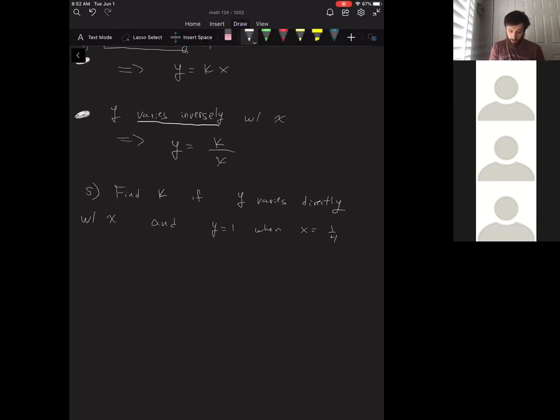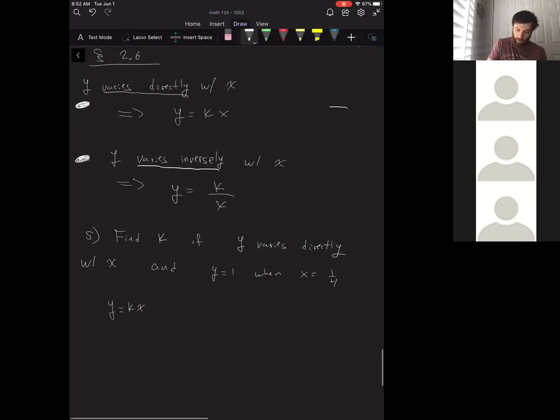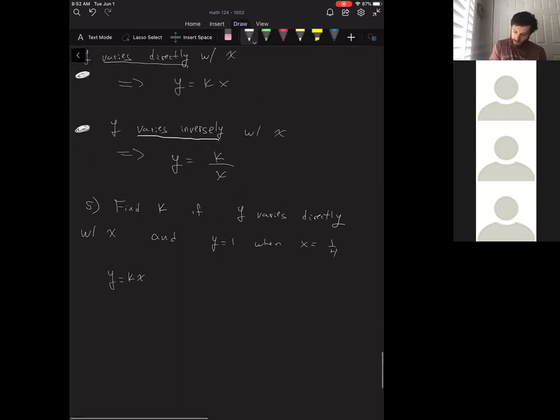Well, first the first bit of information says y varies directly with x. So we know for sure y is going to equal k times x because it varies directly. And then it's telling us y is 1 when x is 1/4. So we also know that 1 equals k, and then x has to be 1/4. So we know this.